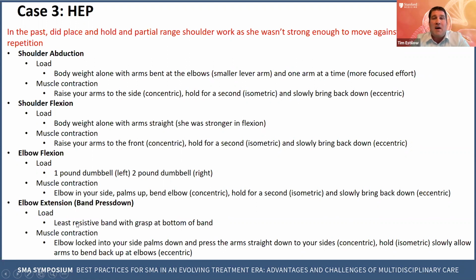So we looked at these prime movers of the upper limb, at the shoulder, the elbow, the tricep, and we established what was the specific load and the type of movement and the type of contraction that she was ready to work at, and then how we progress that. But it may need to be different at different areas. So you need to consider that.